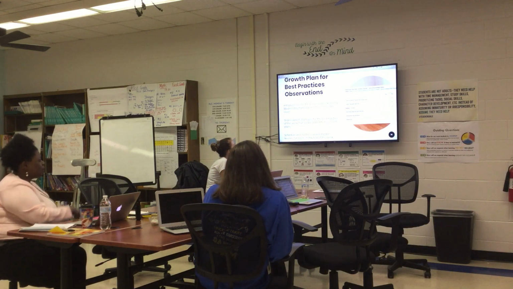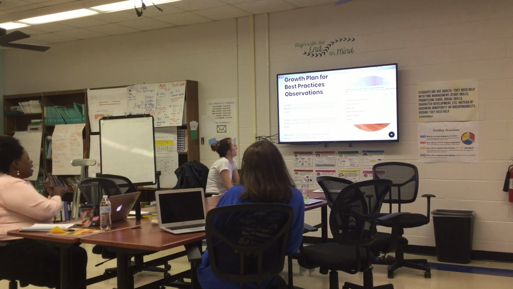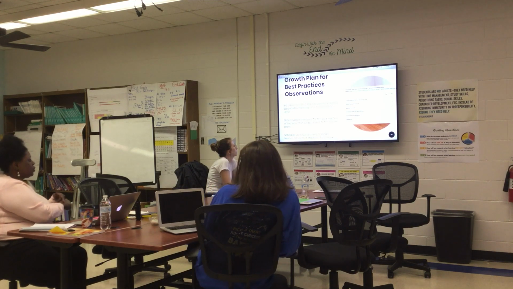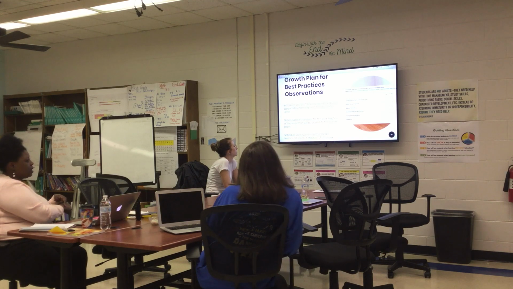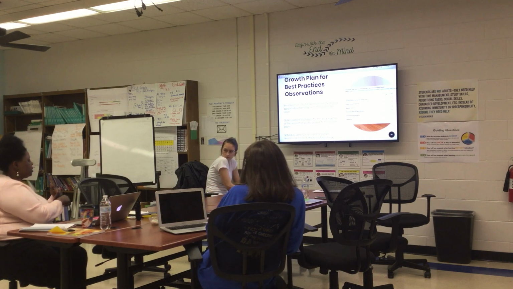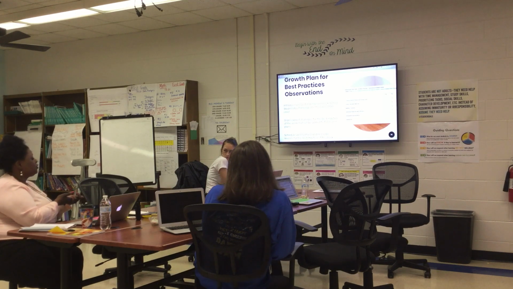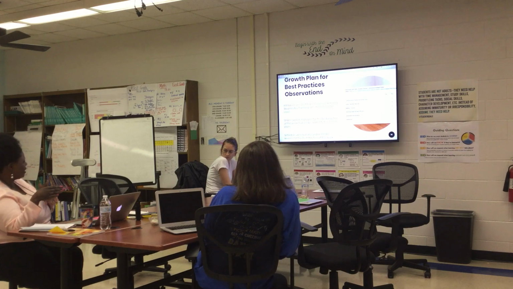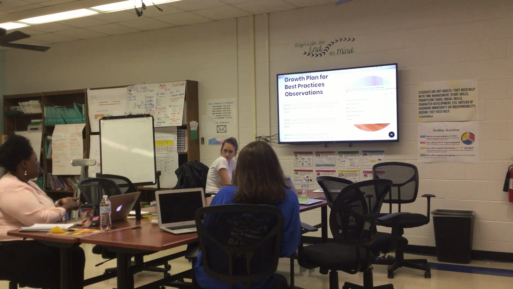For our growth plan, we'll continue to do the observations. I don't think we get good results when we do them with the rubrics. We haven't had a lot of data to pull up to show where we've looked at the rubrics. We looked at the walkthrough data, and that can kind of guide our next steps.